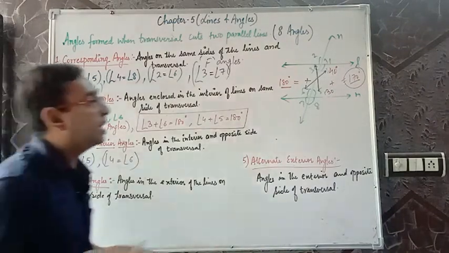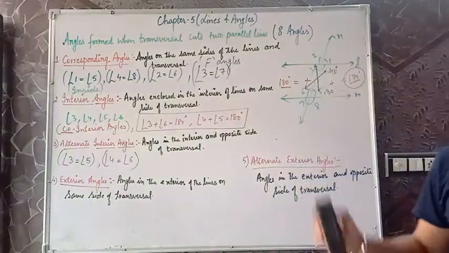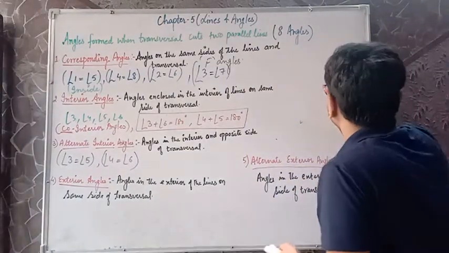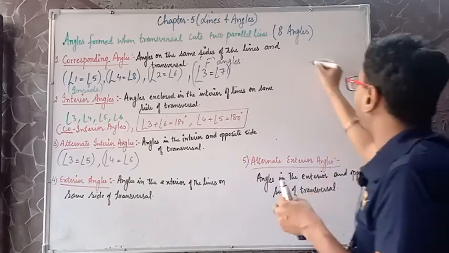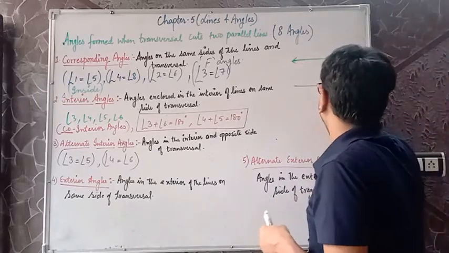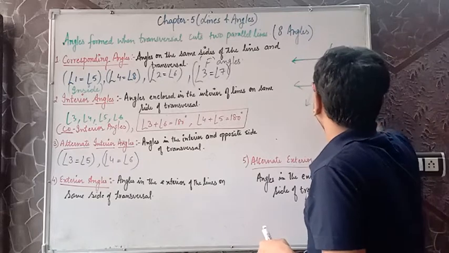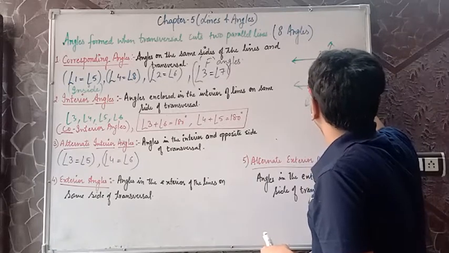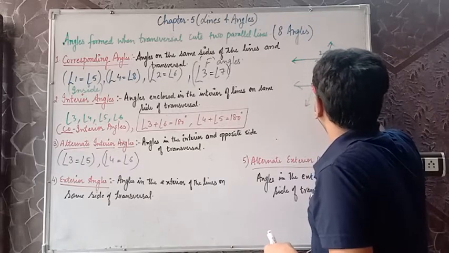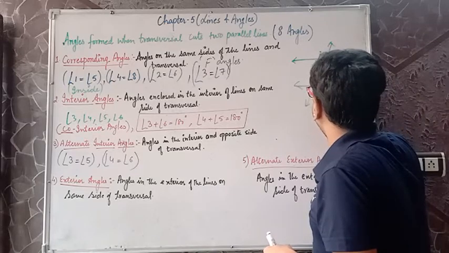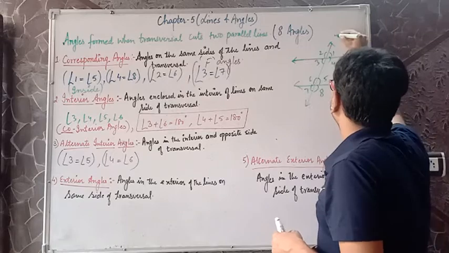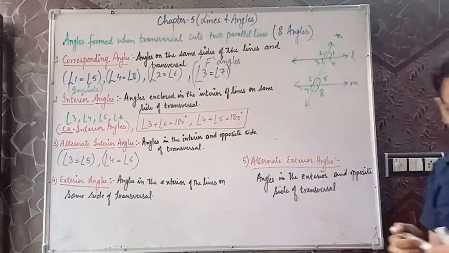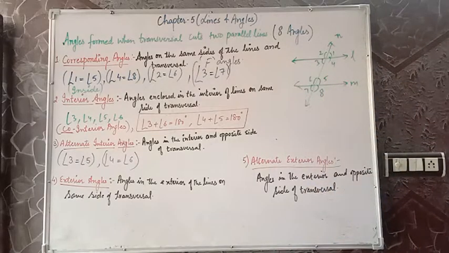Exterior means outside. I'll draw all this again for you. Okay, one thing I forgot, I'll show you here only. Interior angles are also known as Z angles. I'll show you why. Because they form a Z shape. Z for zebra. Understand how?